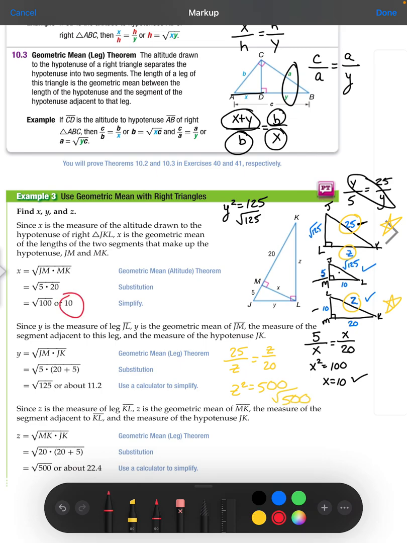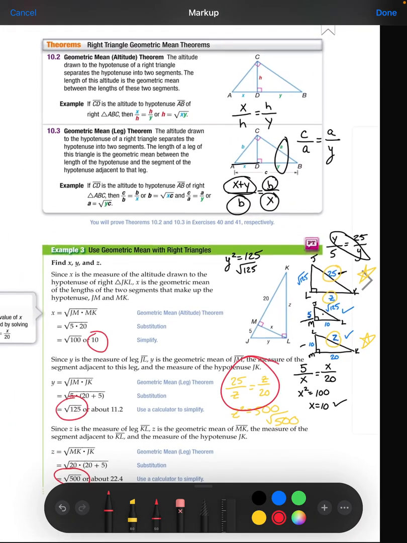So let's see what they've got here. They got the 10, they got the square root of 125, and there's the square root of 500. So we have all three sides solved. Like I said, you can use the Pythagorean theorem, but I think they haven't introduced the Pythagorean theorem until the next section, so they're probably wanting you to use the geometric mean.